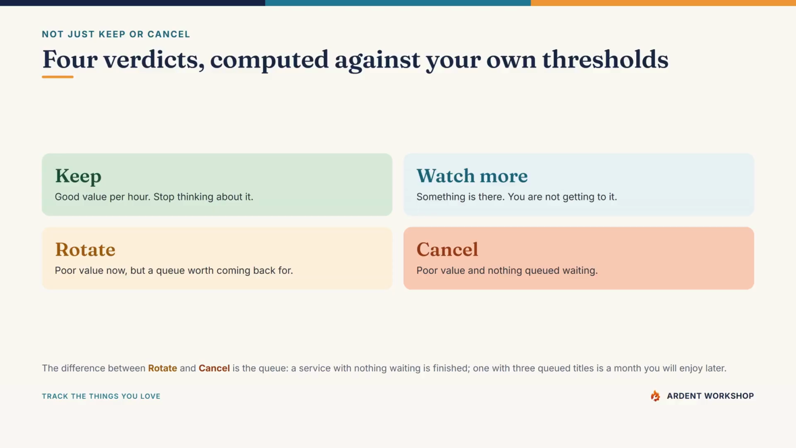service separately. Keep when the cost per hour is inside your good value line. Watch more when it sits in between. Rotate when it's poor value but there are titles still queued up waiting. And cancel when it's poor value and nothing is waiting at all. The queue is what separates those last two.